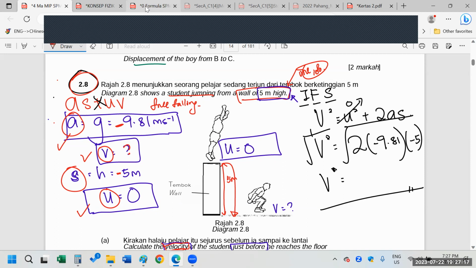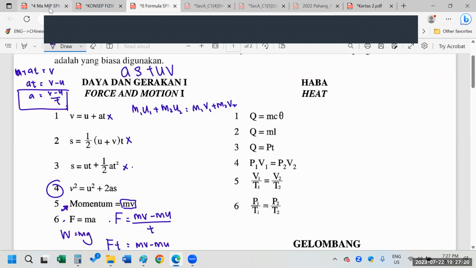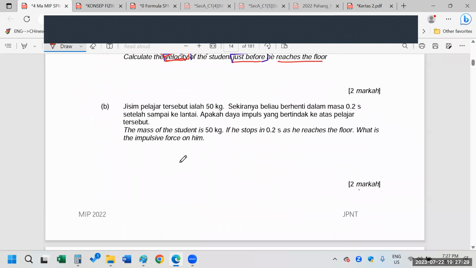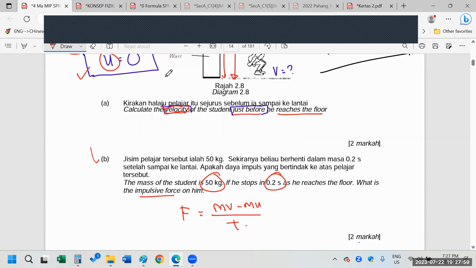So we can use the law of motion. Now same thing for this one. What is impulsive force? Impulsive force equals to mv minus mu over t. Okay, so same thing. This is the same question.